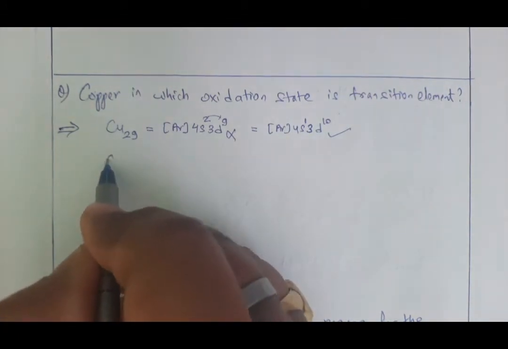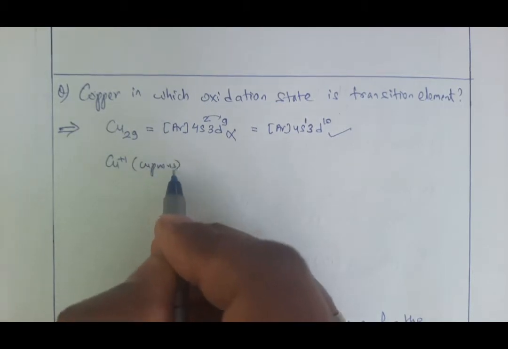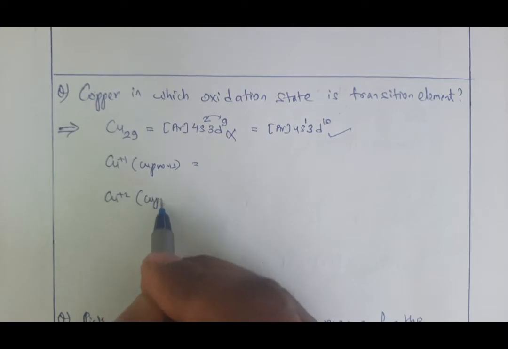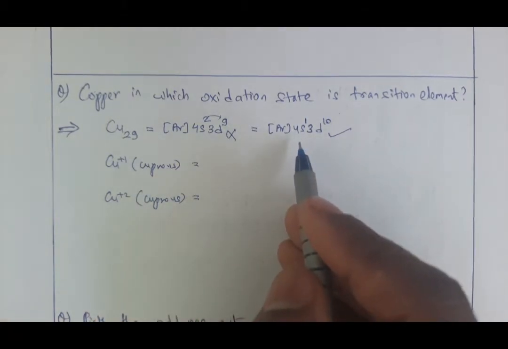And copper exists in two oxidation states. One is +1, which is called cuprous, and the other one is +2, which is called cupric. So these are the two oxidation states of copper. +1 is cuprous, +2 is cupric. Now this is normal copper.